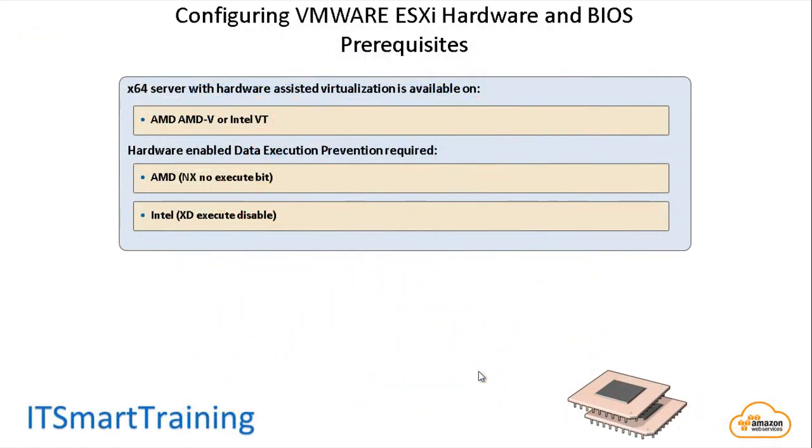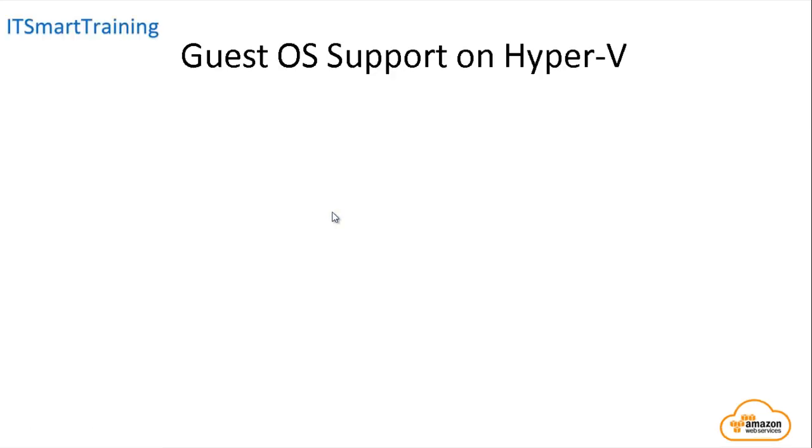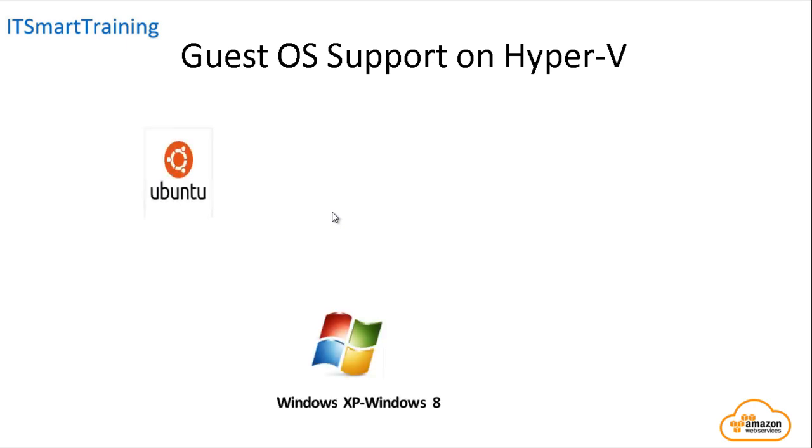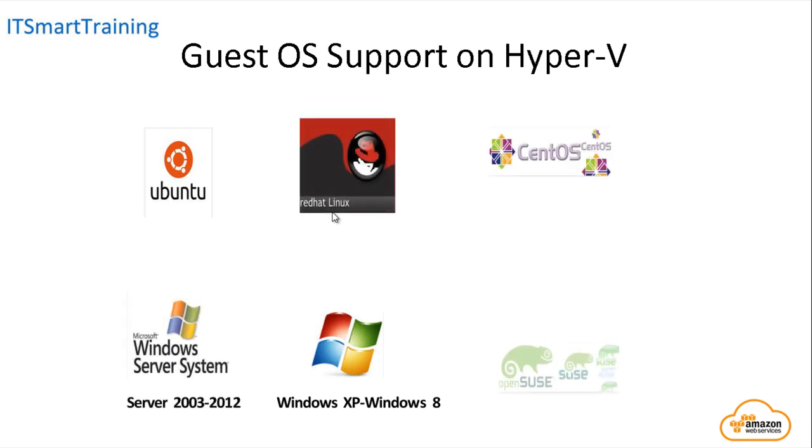To configure VMware ESXi or Hyper-V, we have some prerequisites. My hardware must support AMD-V or Intel VT, and it must be x64 architecture. This is the preliminary hardware requirement. Additionally, for AMD the NX no-execute bit must be there, and for Intel the XD execute disable bit. These are the requirements. What kind of guest operating systems are supported on Hyper-V or VMware ESXi? Ubuntu, Windows 8, CentOS, and so on.